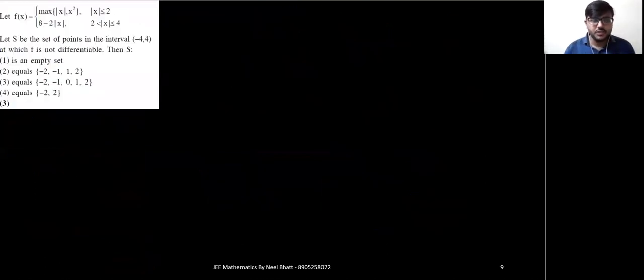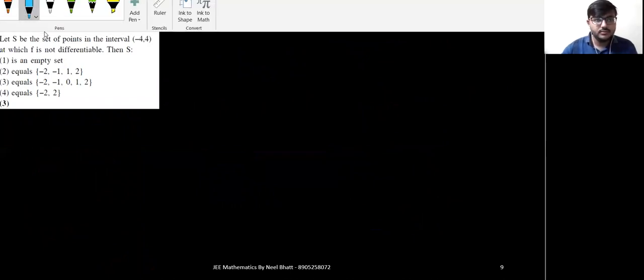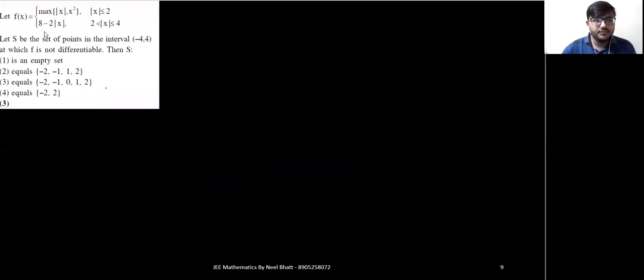Next question. This is one of the important ones. In it, the function is given to you, and we have to find the set of points in the interval -4 to 4 where the function is not differentiable. Many times students have a query about what to do to check differentiability.